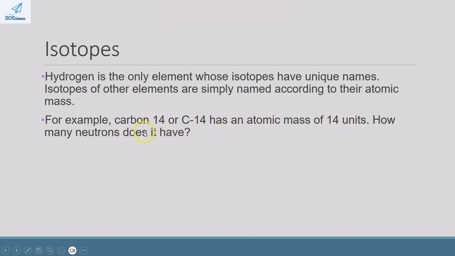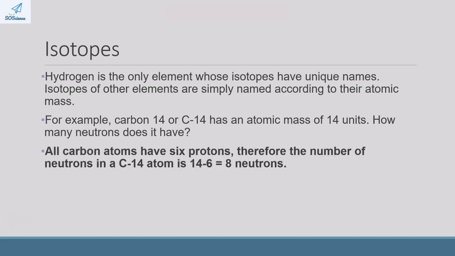Now, how many neutrons would it contain? Again, this 14 tells us the mass of the entire atom. But we also know, based on the periodic table, that all carbon atoms contain 6 protons. Therefore, to work out the number of neutrons in a carbon-14 atom, we need to say 14 minus 6. So all carbon atoms contain 6 protons. Therefore, the number of neutrons in carbon-14 is 14 minus 6, which is 8 neutrons.